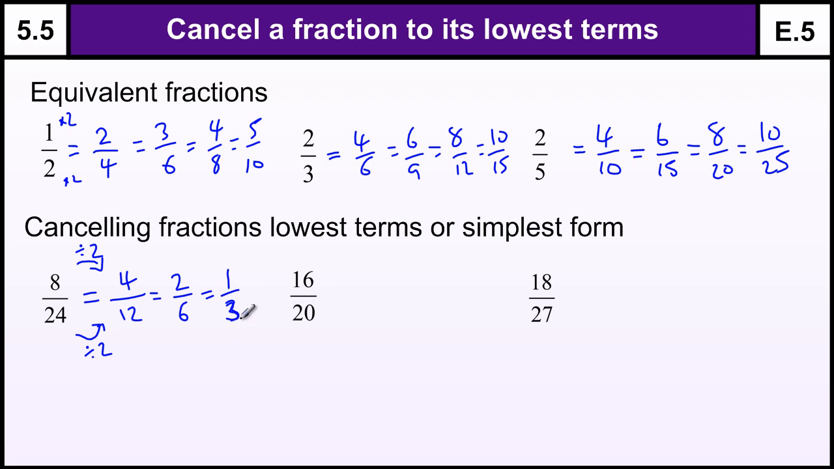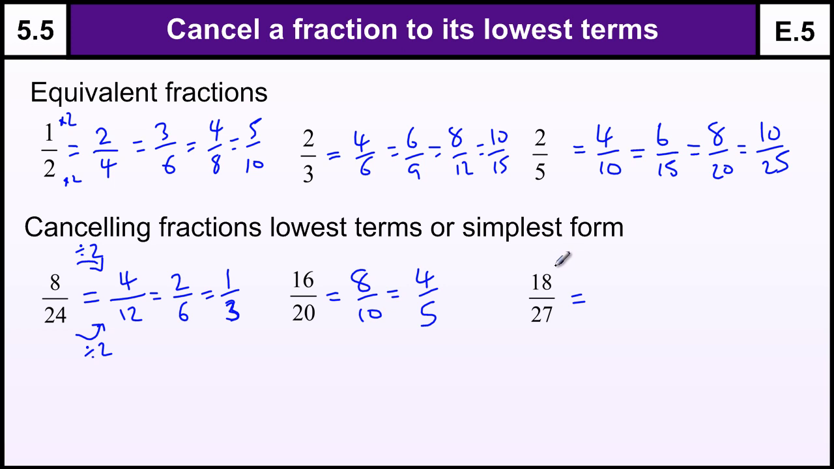But if 2 doesn't work, then maybe try a bigger number like 3 or 5 and so on. Quite often we start with just halving the top and the bottom, and that will take us quite a long way, and sometimes it will take us all the way. So 16/20 will go down to 4/5. Now sometimes halving doesn't work. You can't halve 27 and get a whole number, so we have to start looking at bigger numbers.